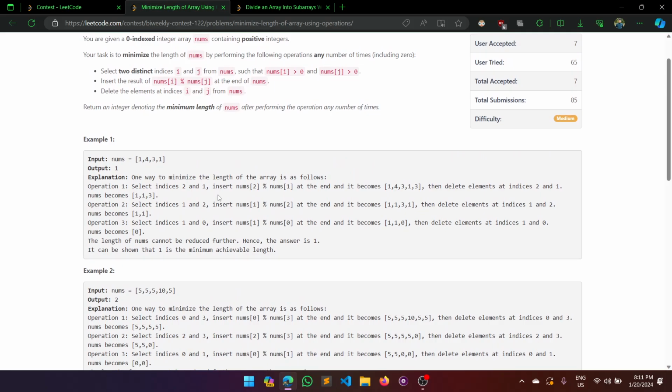And one thought I can say, I can apply binary search, because if I can achieve, let's say, x as the minimum length, then I can definitely achieve x plus 1, x plus 2 as the length of the array as well, considering they're less than the original length of the array. Now, how do we determine for this array if it's possible to reduce it to a number m which is less than n?